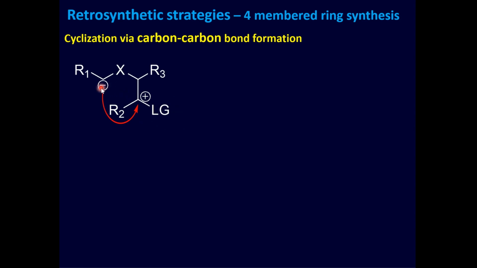The excess electrons on the carbanion are donated to the carbocation, and this carbon has to maintain its tetravalency. Hence, the leaving group leaves with its electron pair, and cyclization occurs to give rise to a four-membered ring system. This is the general approach followed.